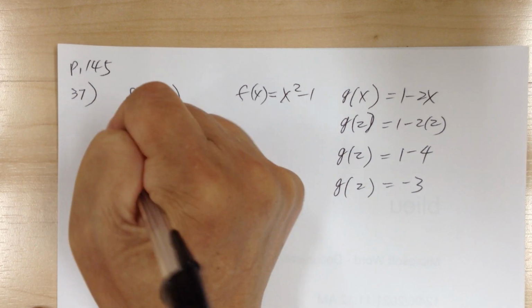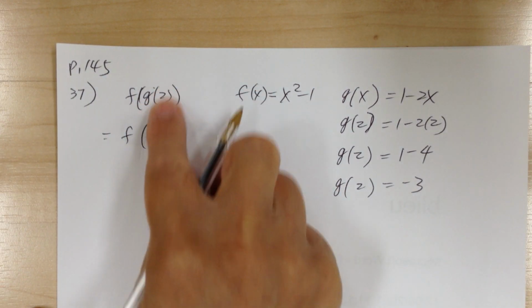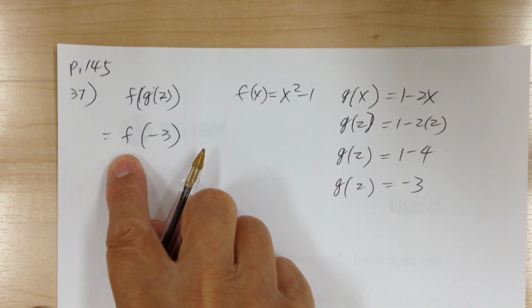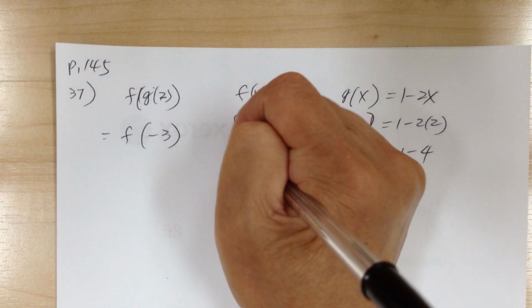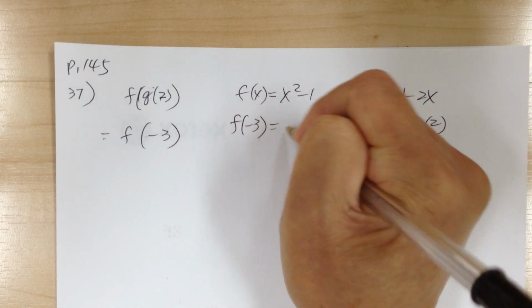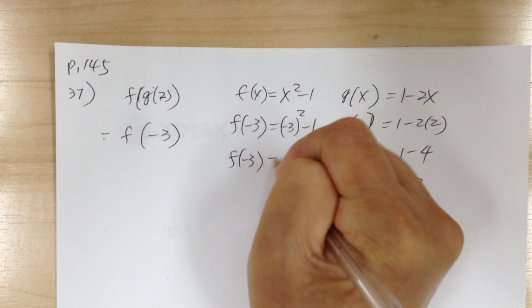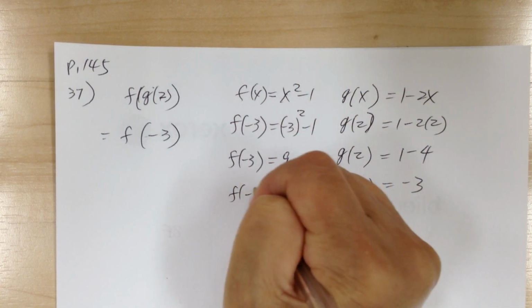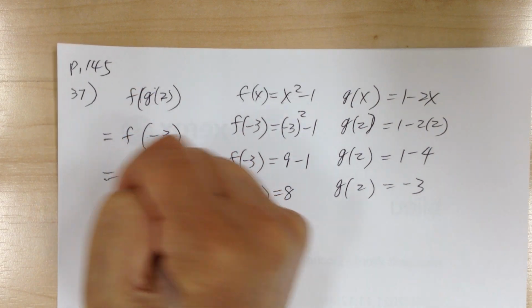So this becomes f of -3, because g of 2 is -3. So you just do the substitution, right? And now it becomes a simple function. So you need to look for f of -3. So you come over here, f of -3 equals -3 squared minus 1. f of -3 equals 9 minus 1. So f of -3 equals 8. Okay, so this is equal to 8.